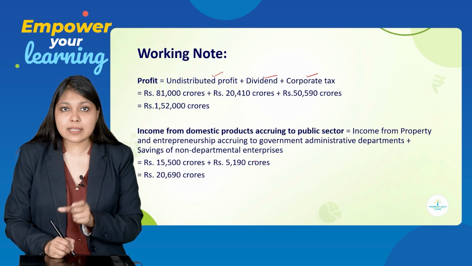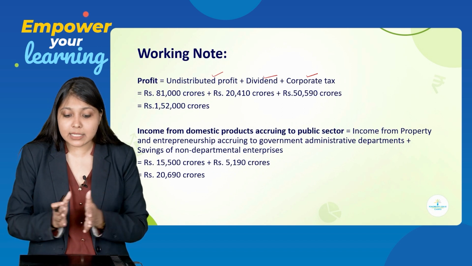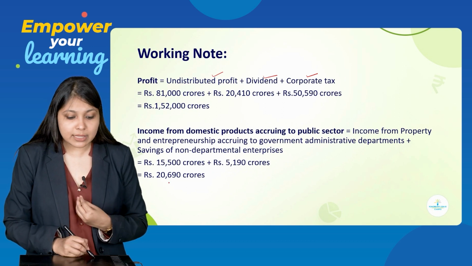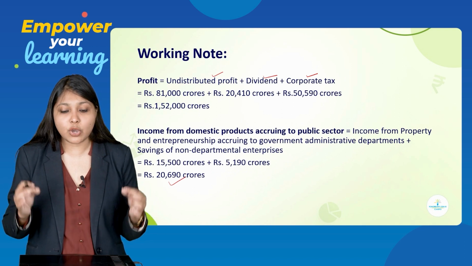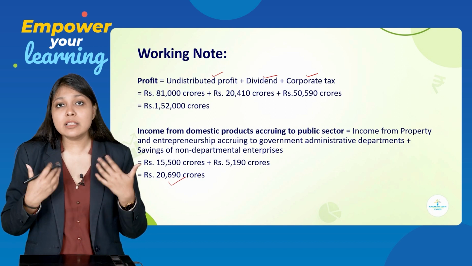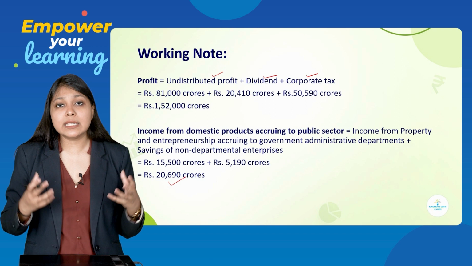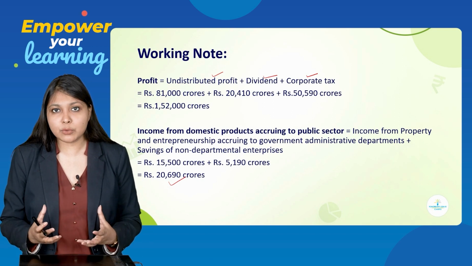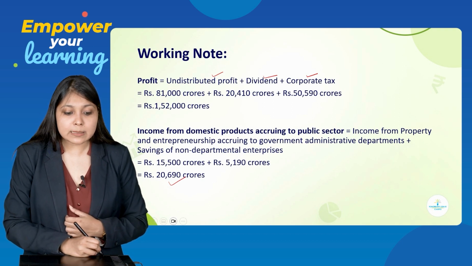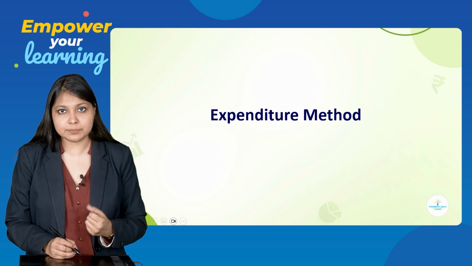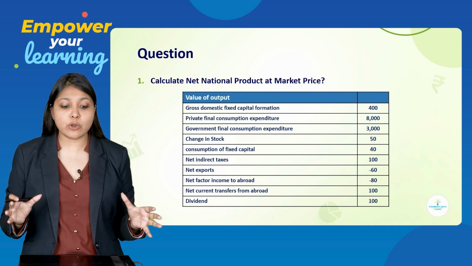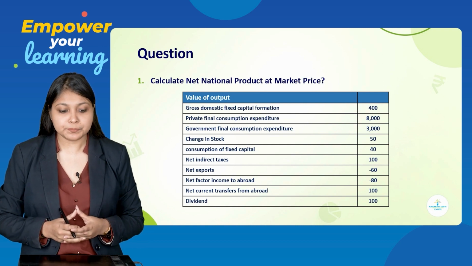Income from domestic product accruing to the public sector is nothing but the addition of income from property and entrepreneurship plus saving of non-departmental enterprise. You get the amount of income from domestic product accruing to the public sector. That's it. This is how you are going to prepare a working note while solving the questions. Wherever you feel that a working note is required, please make one because it makes your answer more presentable. Fine. So, this was your sums based on income method. Last and third method is your expenditure method. So, now let us see how we solve the questions of expenditure method.